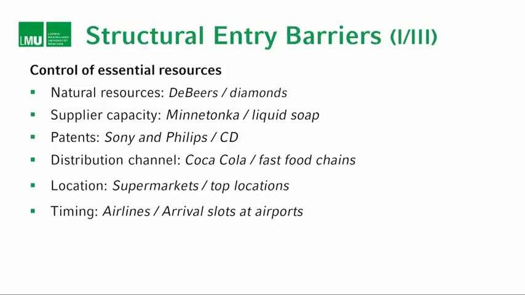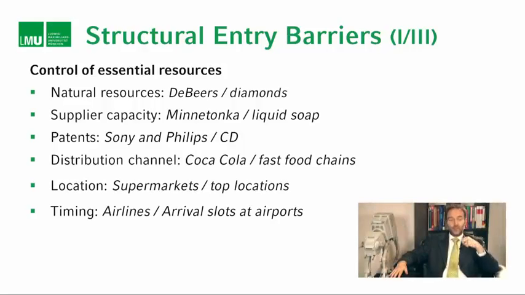Finally, timing. Airlines have as one essential resource landing slots, arrival slots at airports. And so this creates a situation where sometimes an airline is bought simply for the fact that they have landing slots at a particular airport. So that recently happened when British Airways bought BMI, a smaller British carrier, from Lufthansa for the main reason that they held landing slots at London's Heathrow Airport, which British Airways wanted to expand their own network of flights.